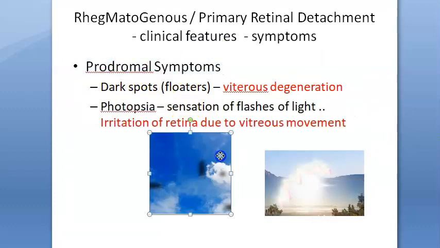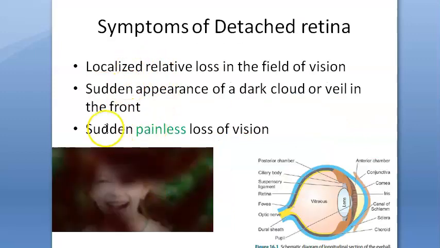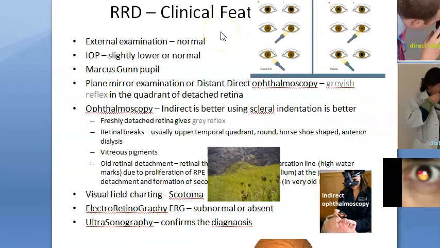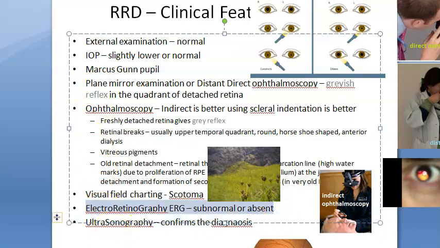And then you have prodromal symptoms. They will have floaters and photopsia, that is flashes of light. They can have sudden painless loss of vision, appearance of a dark cloud, relative loss of the field of vision. They can have Marcus Gunn pupils, scotoma. They can have gray reflex, everything will be gray because of this detachment. The ERG can be subnormal or absent.